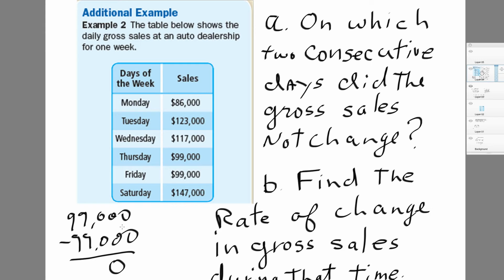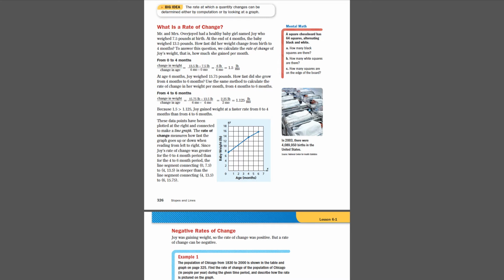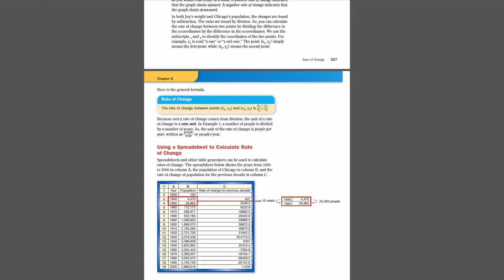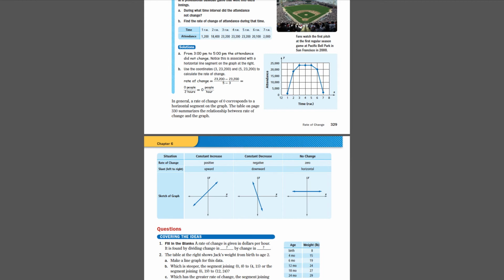The textbook has some additional information that you might want to take a look at, and this is in the very last page of the lesson, where there is a table of different situations and what kind of rate of change is being indicated. We have a graph that's going upward as we go from left to right. That's a positive rate of change. The next one, constant decrease, the graph goes down as we go from left to right. That's a negative rate of change. And when it's just horizontal, like the horizon, it's a horizontal line, that's a zero rate of change.